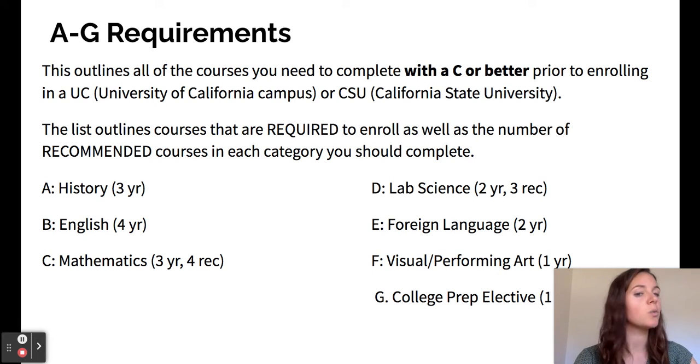You will also need 1 year of a visual and performing art, as well as 1 year of a college prep elective. That one we honestly don't stress about too much because we can use it in a lot of ways. It could be anything beyond the list that you see here. So it could be that 4th year of lab science, that 3rd year of foreign language, a 2nd year of visual and performing art, a 4th year of math, etc. It could also be any elective that counts as a college prep elective.